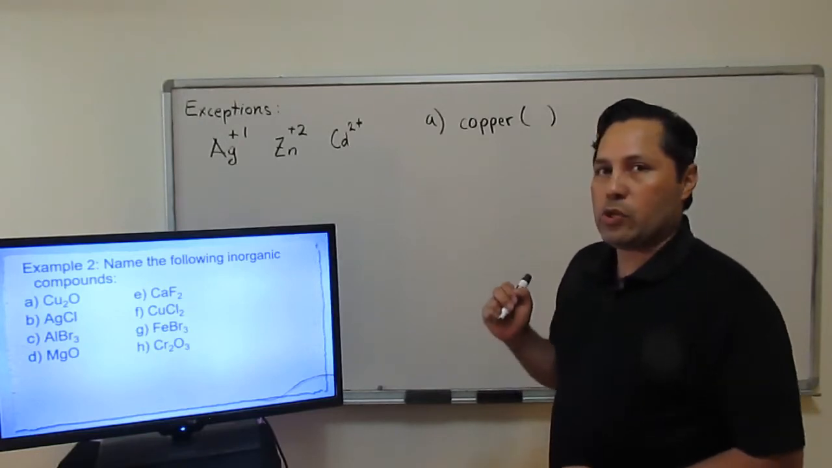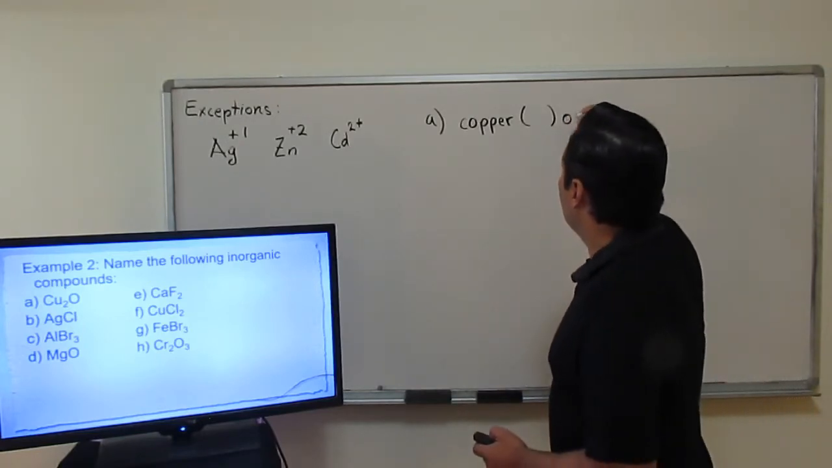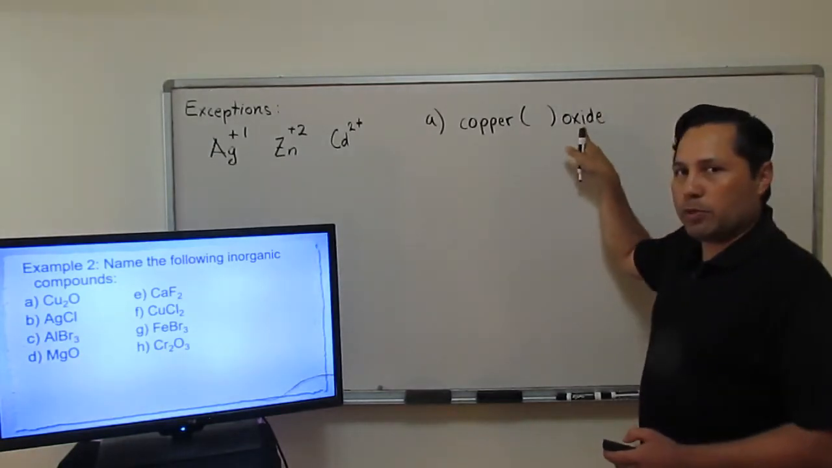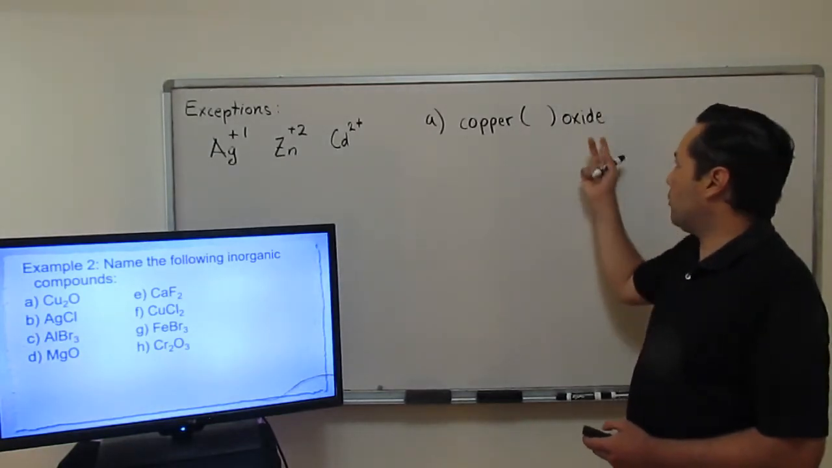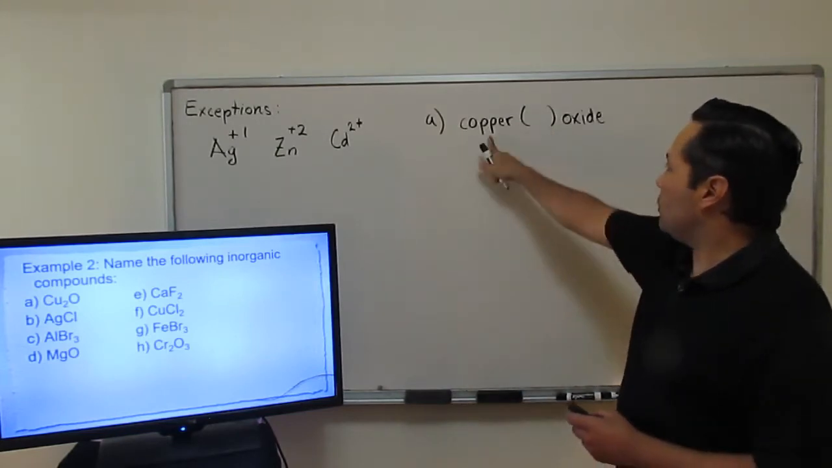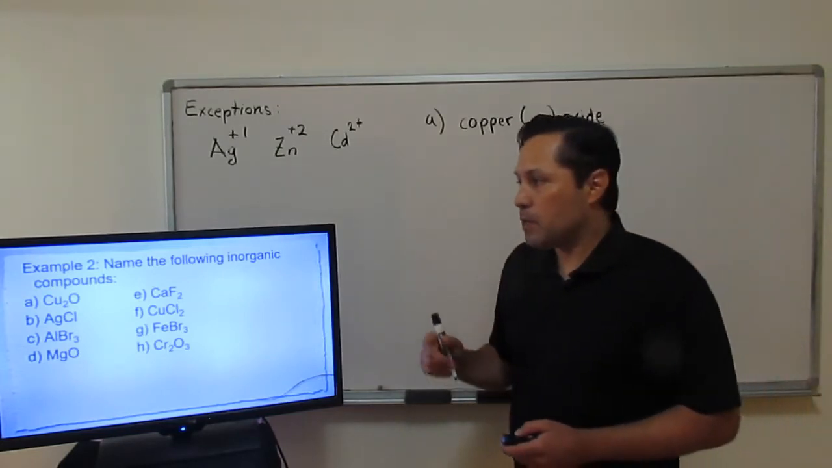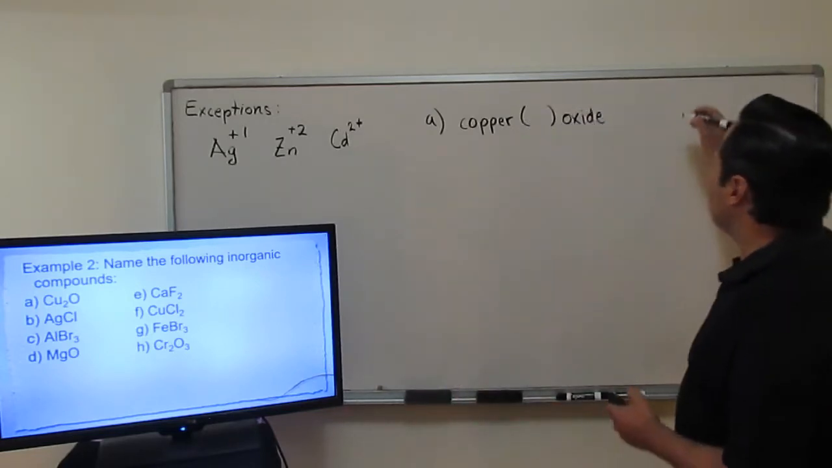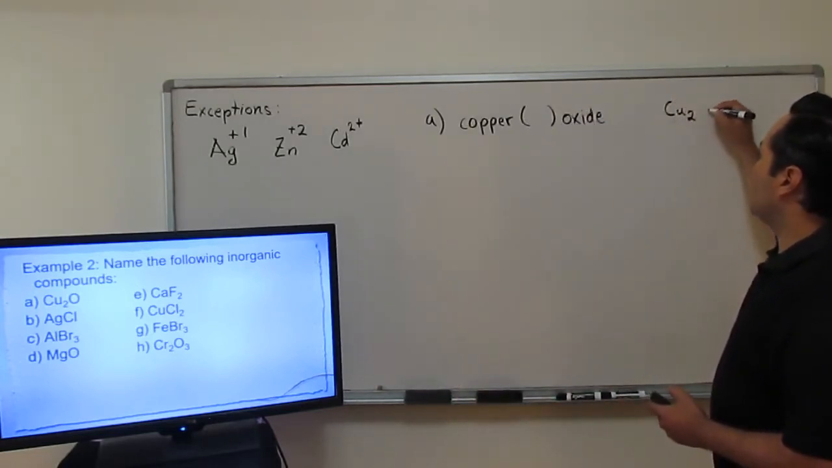O is oxygen, but the ending is replaced. Instead of oxygen, you write oxide. Remember that IDE ending is when you have these 2 atoms bonded to each other. How do you figure out the Roman numeral? That's the part that is the bit of a challenge. Let's write down the formula.